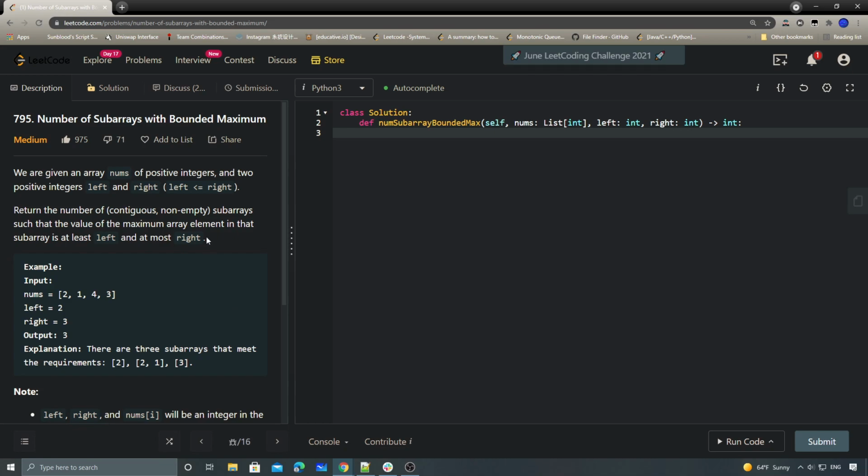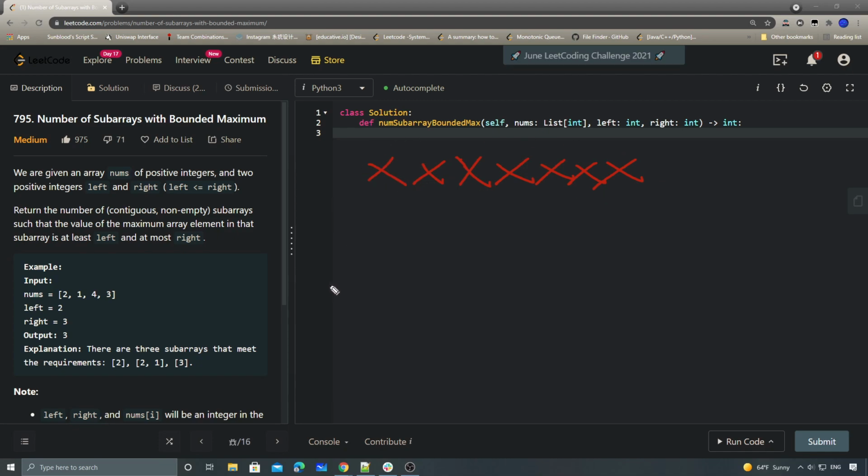Okay, cool. So since this one is a counting problem, let's start with the base case. Assuming there are no left or right bounds, how does counting work? If we have some numbers here and there are no constraints, the total number of subarrays is basically related to the length.